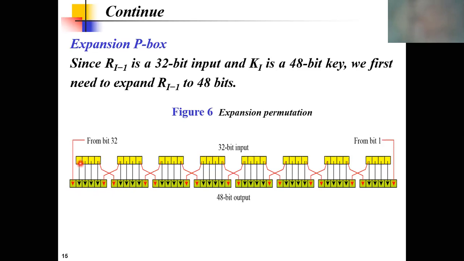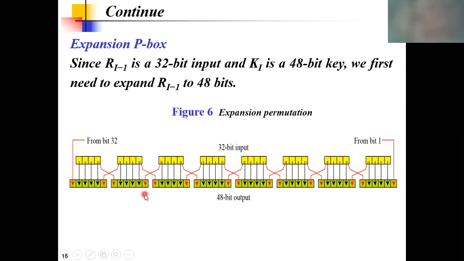In that case you can see that the 4 bits of a block are mapped onto 6 bits of blocks. In that case, 32 bits are mapped onto 48 bits. Here you can see we have 1, 2, 3, 4, 5, 6, 7, 8, 8 chunks of 4 bits.